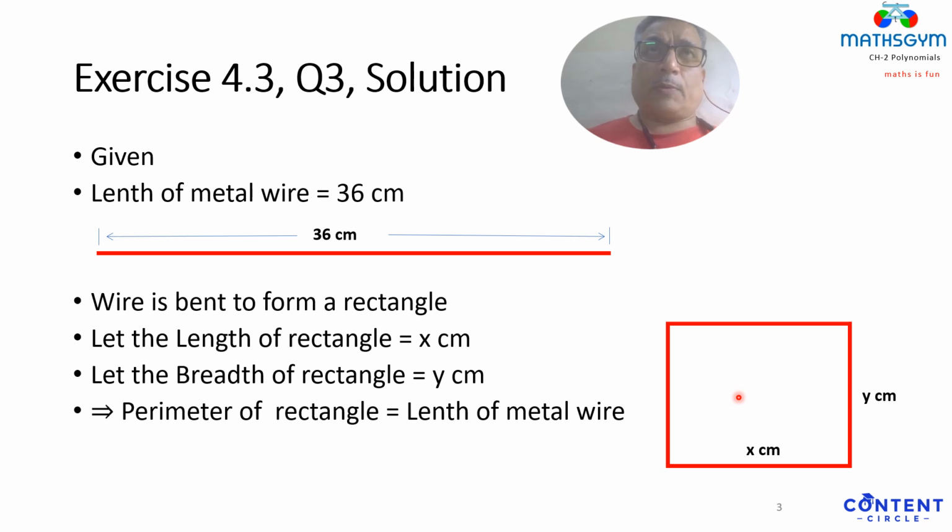This is an important concept on which this entire question is banked. Perimeter of the rectangle which has been formed will be equal to the length of the wire. This wire has been bent to make a rectangle, so the rectangle cannot be bigger than the length of the wire. It basically means the perimeter of the rectangle is equal to the length of the metal wire. You need to recollect the perimeter of a rectangle: the formula is 2 times length plus 2 times breadth, which is 2x plus 2y, which is equal to 36.